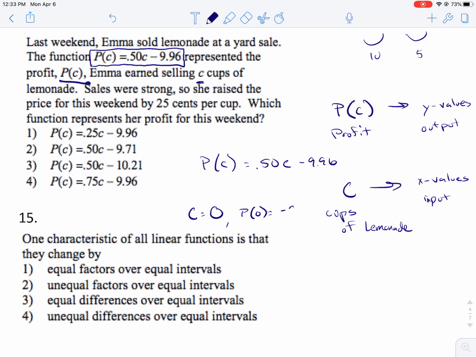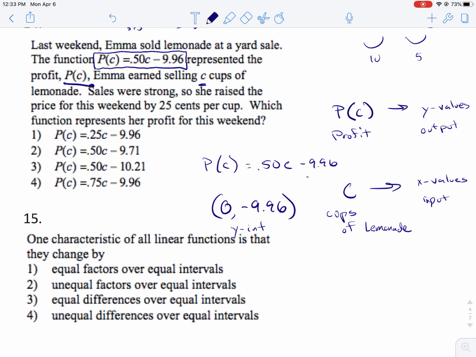Now, let's think about this. Okay? So, when C is equal to 0, that means we are at our function, P of 0, is equal to negative 9.96. Okay? So that, right here, ladies and gentlemen, is actually what we like to call our y-intercept. Okay? So when we've sold 0 cups, we're actually at negative 9.96. Okay? So this is our y-intercept, right? Okay, that's what this number at the end represents.